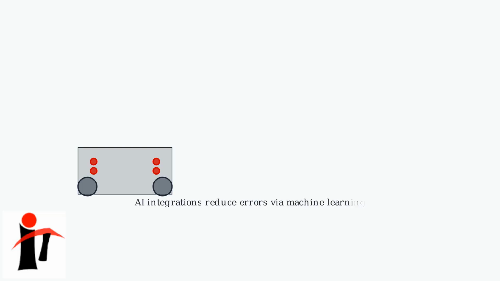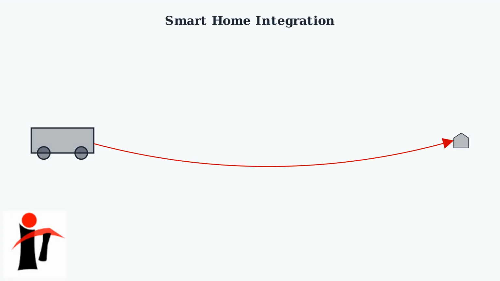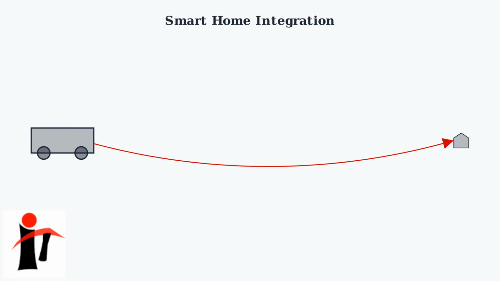The feature incorporates AI integrations that improve detection accuracy and reduce false positives through machine learning from user data, making it more reliable over time. Tesla's Sentry Mode now integrates with smart home systems through Tesla's API, enabling cross-device connectivity. This allows Sentry alerts to sync with your home security setup, providing comprehensive monitoring of your vehicle's security status from anywhere in your home.